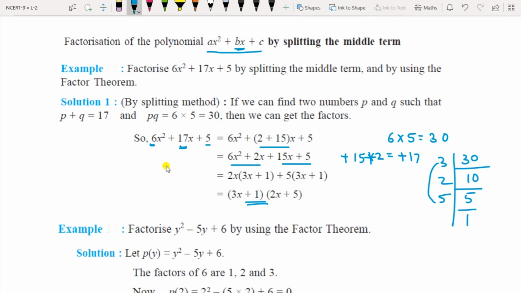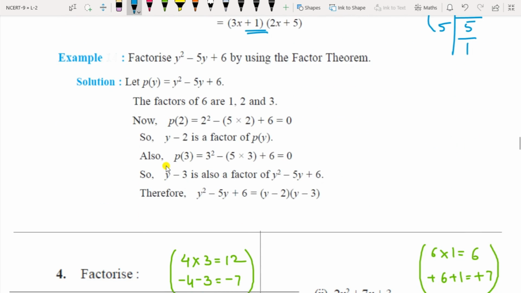And another pattern is using the factor theorem. That was using splitting the middle term, and this is using the factor theorem. Now to use the factor theorem, you have to see only the constant term in the polynomial. So the constant term is 6 here. You have to write the factors of 6, that is 1, 2 and 3. Now substitute each and every factor.